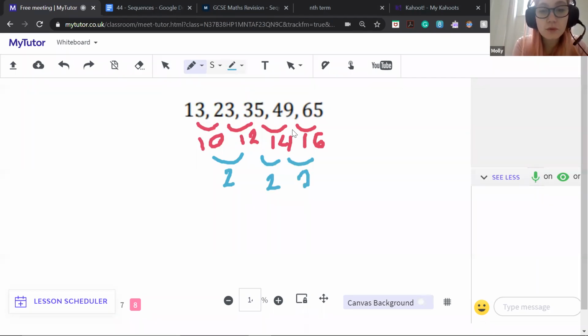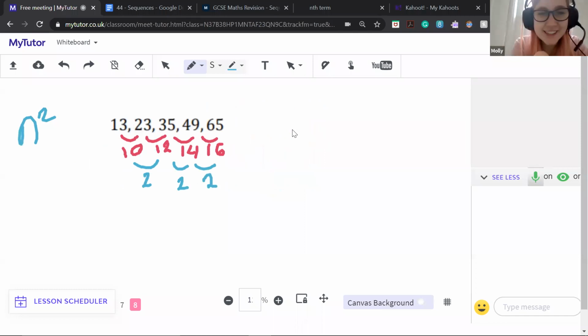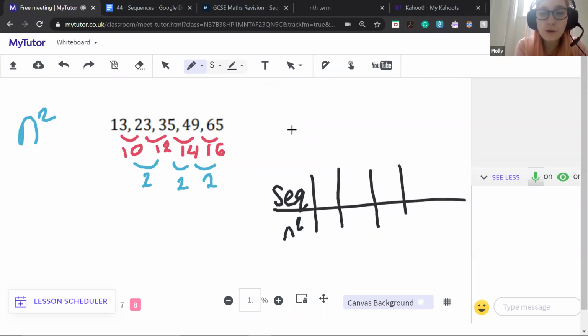Now the difference between all of these is 2. So we halve that, so we know that our first part is an n squared. So now we don't even need to write our n squared as a separate thing to help us. We can just write the sequence and subtract n squared from it to see what we're left with. So as per, we've got 5 terms.